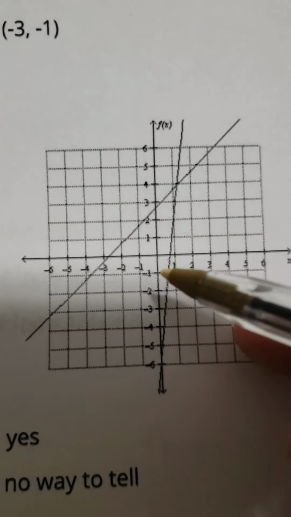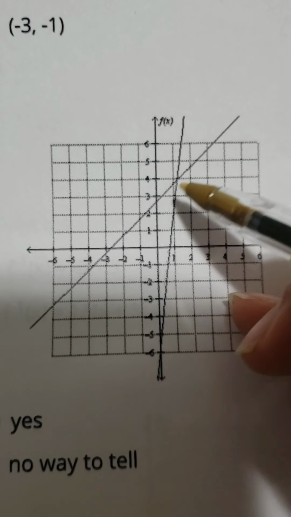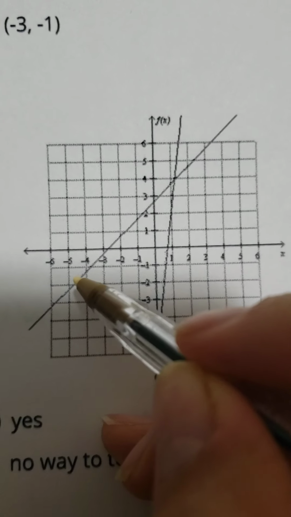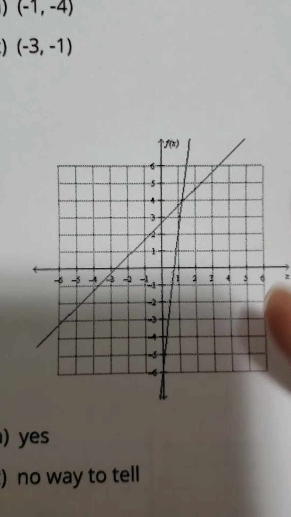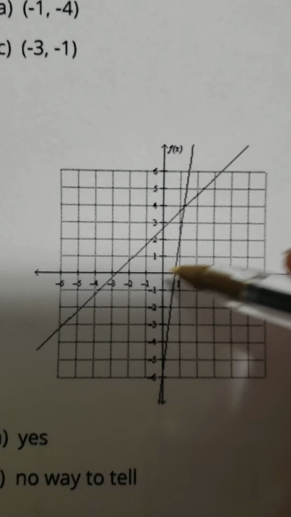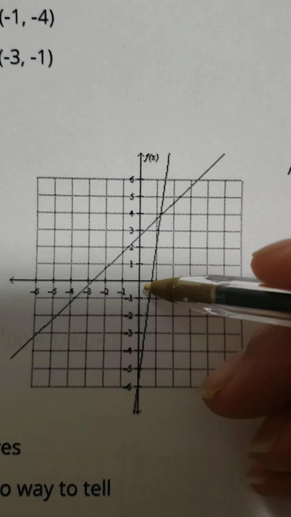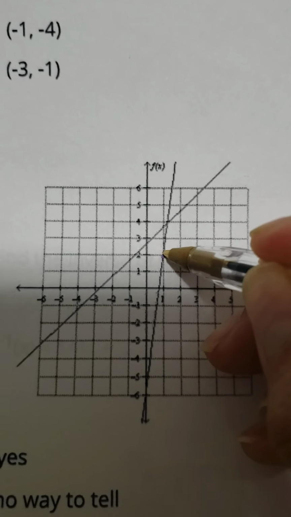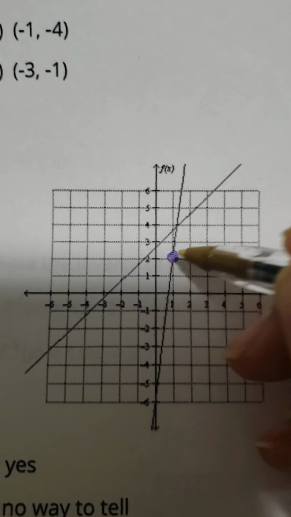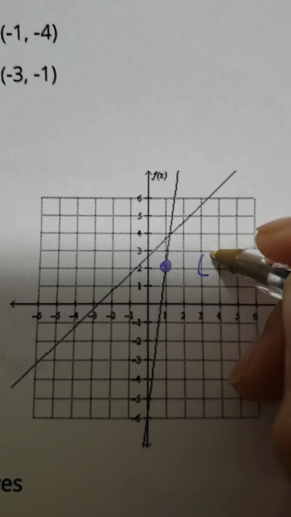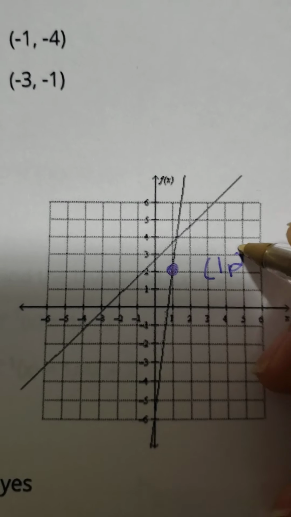So the easiest way to tell is to pick where it crosses right through a point. Now, this one, this line here, doesn't cross right, but let me look for this one. Okay, this line here looks like it crosses here. So I'm going to pick that point, (1, 2).